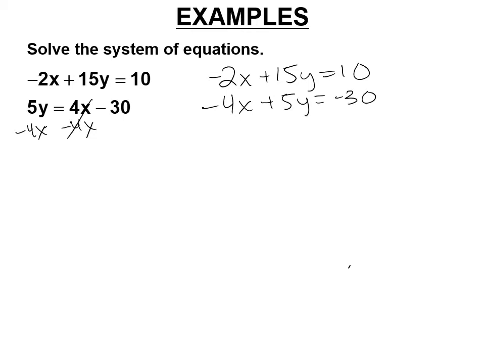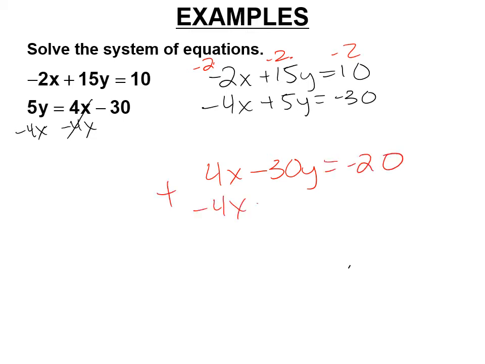So then I am going to multiply the top one. I'm going to multiply the top one by negative 2 just to show one like that. Okay. So if I multiply the top one by negative 2, it becomes 4x minus 30y equals negative 20. And because I did that, I get to add the two equations. And as I said in the last lesson, some people like to always add.